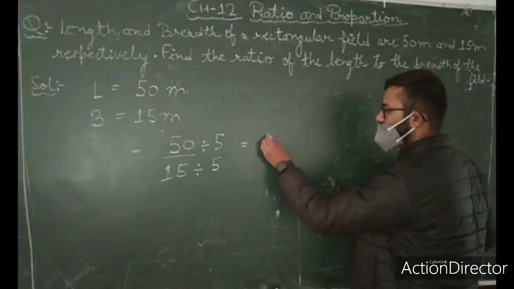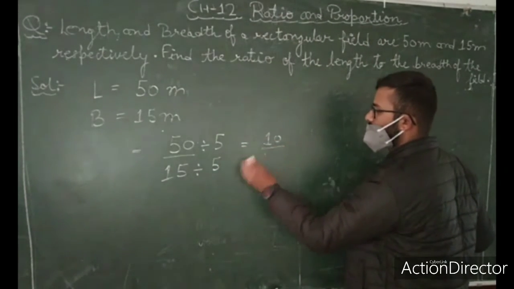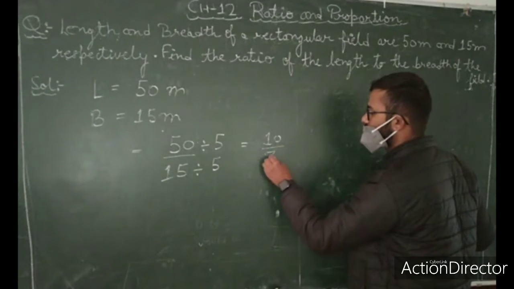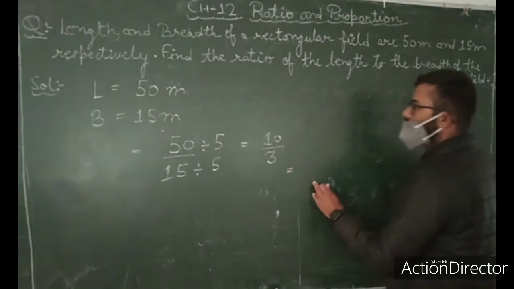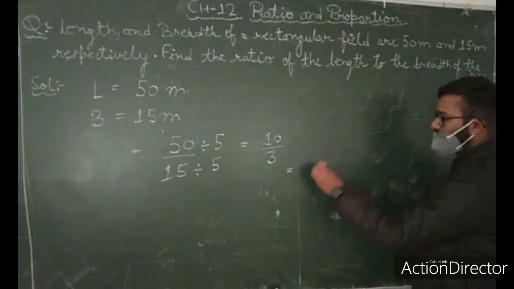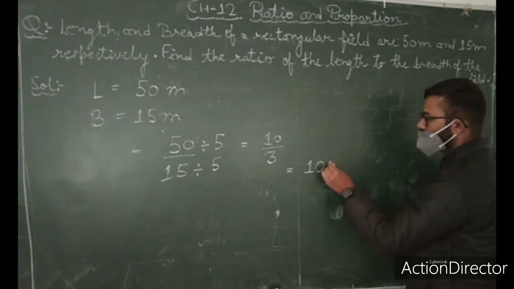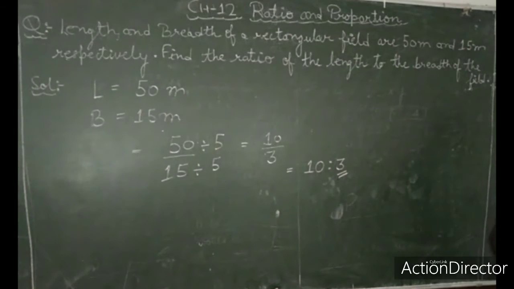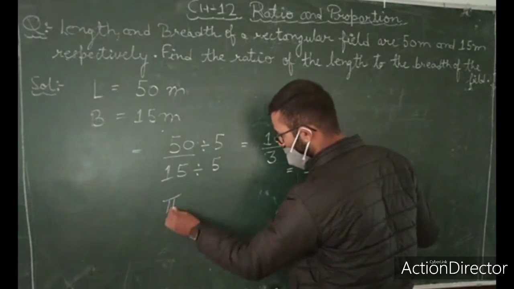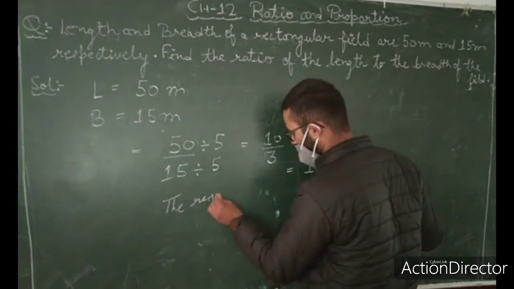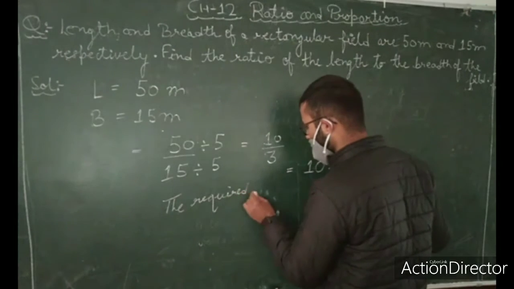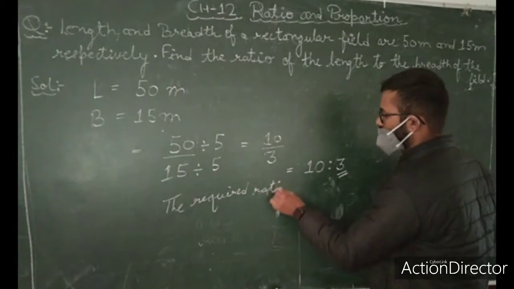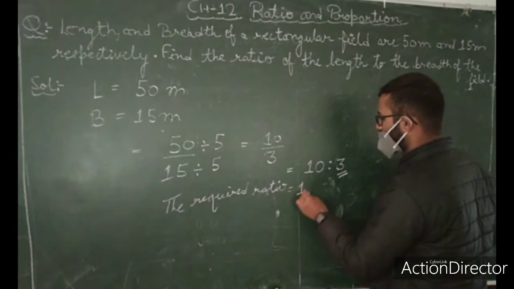Now 5 tens are 50 and 5 threes are 15. So we write that the length and breadth are in the ratio of 10:3. So the required ratio is equal to 10:3.